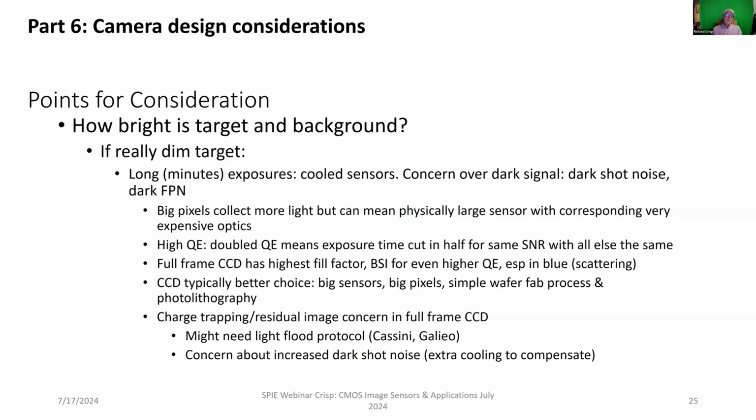Okay. So what I'll do is I'll use the next 5 to 7 minutes, and I think I can get through the rest of these pretty quickly. But the first thing you want to look at is how bright your target is and the background. If it's a really dim target, you want to have long exposures, and that's going to mean cooled sensors typically.